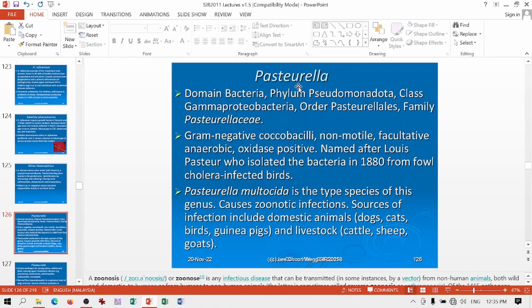Next, we have Pasteurella, also in the order Pasteurellales, family Pasteurellaceae. It is a gram-negative coccobacilli, non-motile, facultative anaerobe, oxidase positive, and named after Louis Pasteur, who isolated the bacteria in 1880 from fowl cholera-infected birds. The type species is Pasteurella multocida. It causes zoonotic infections, and sources of infection include domestic animals and livestock.